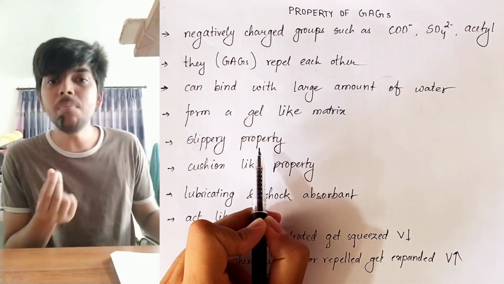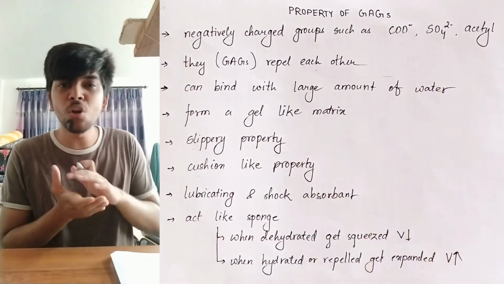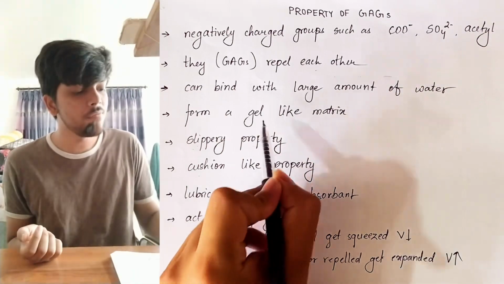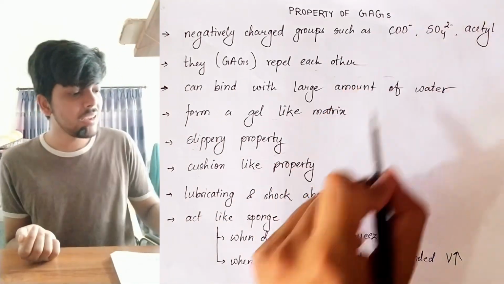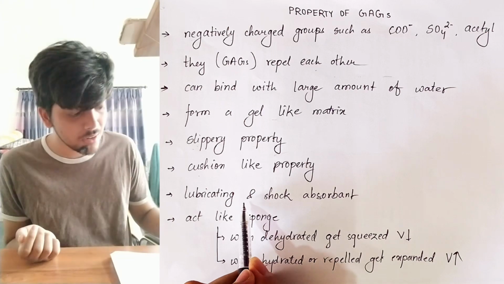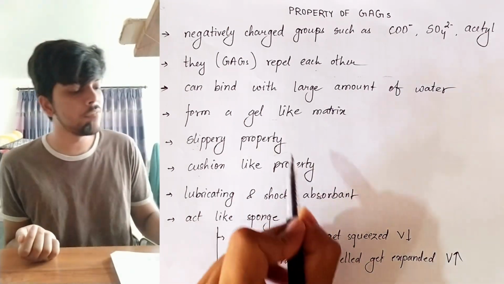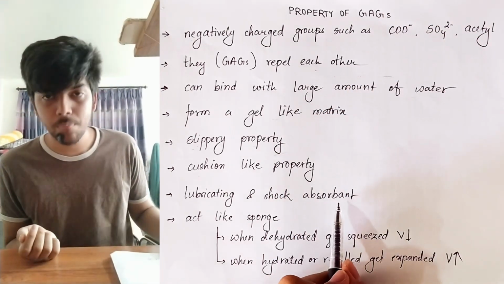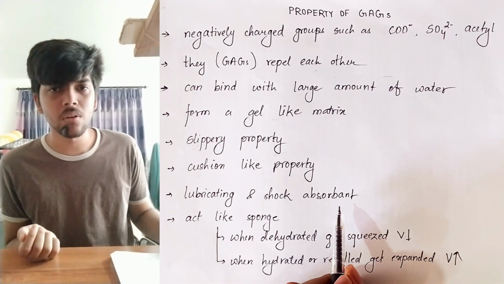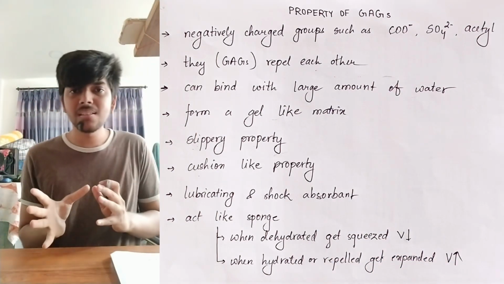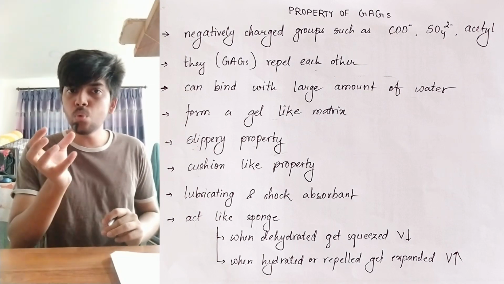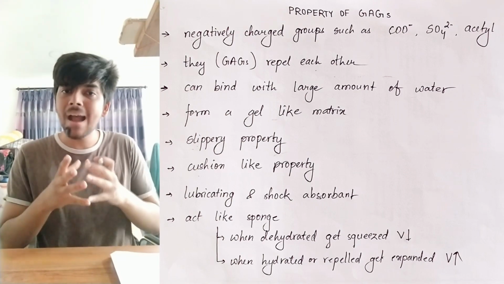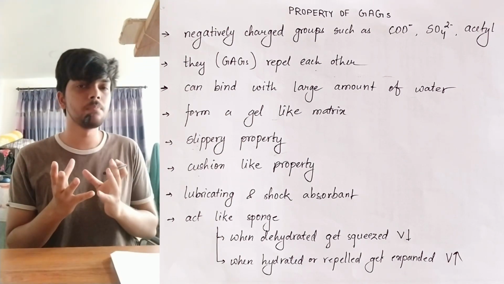Gel has a slippery property. It acts as a cushion. So it has a cushion-like property. Due to the slippery property of the gel-like matrix of GAG, it acts as a lubricating agent. And due to the cushion-like property of the gel-like matrix of GAG, it acts as a shock absorbent. How exactly do they act as shock absorbent? This is how. GAGs are like a sponge. If you squeeze a sponge, it decreases in volume, and if you let it go, it comes back to normal, or it increases in volume.